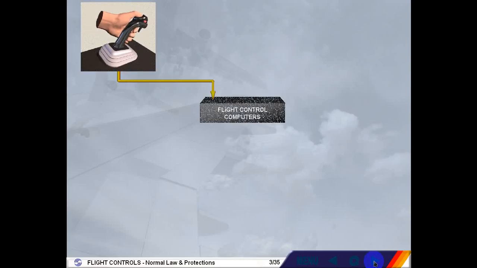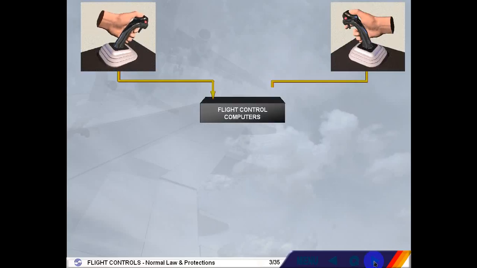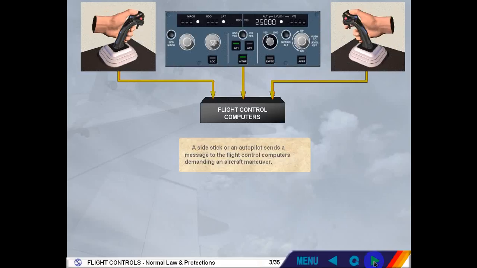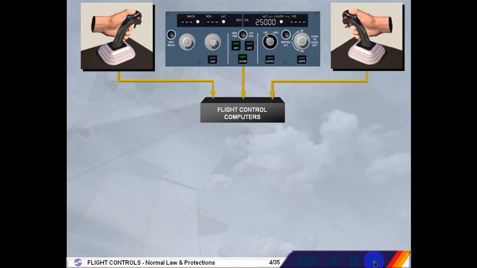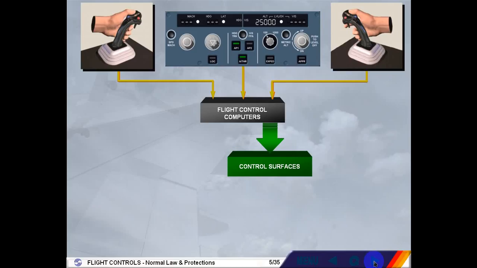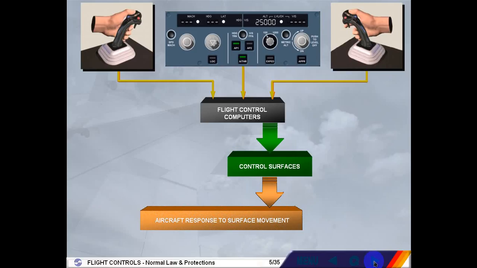A side stick, or an autopilot, sends a message to the flight control computers, demanding an aircraft maneuver. The flight control computers process the demand and send it to the control surfaces. The processing uses preset limitations and instructions called laws. The aircraft responds conventionally to the movement of control surfaces.